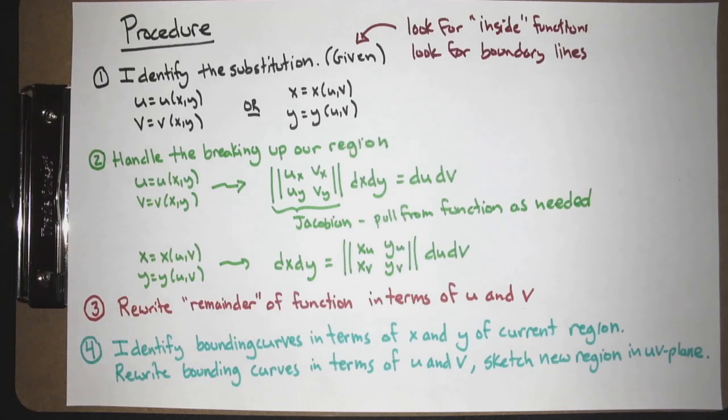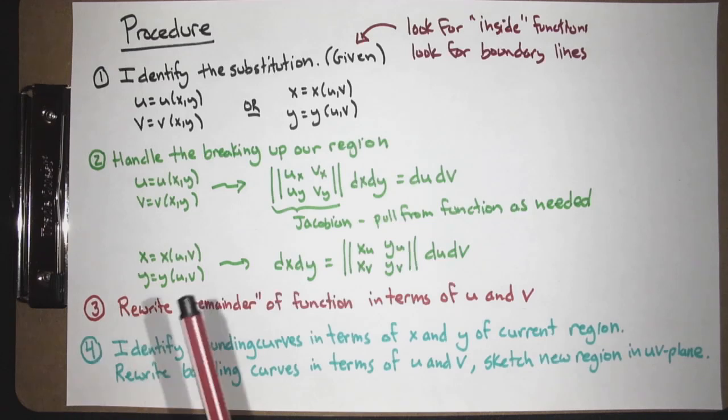If they give it to you, x is a function of u and v, y is a function of u and v, then say, all right, dx dy is your Jacobian, which are your partial derivatives with respect to u and v, du dv. And we'll see examples of both in the next couple lectures. Okay, so there's handling how we break things up. It's our Jacobian.